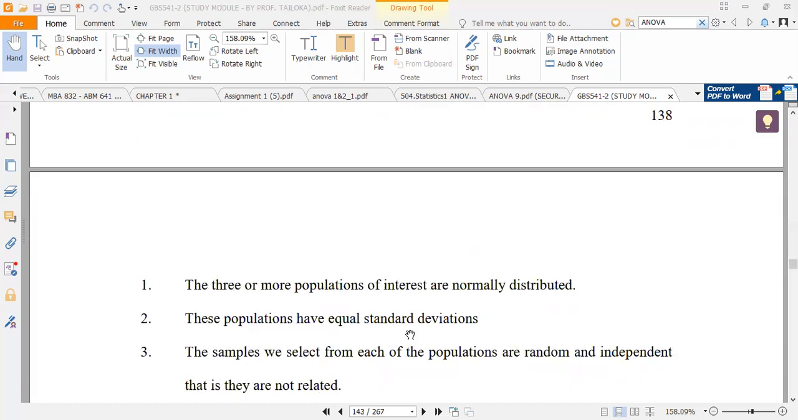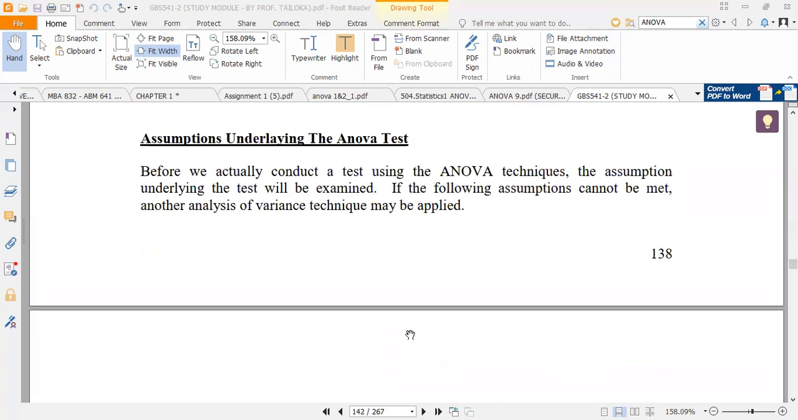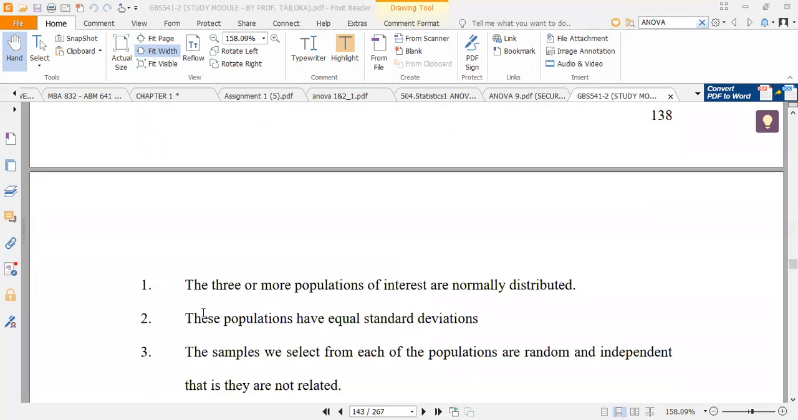So there are 3 basic assumptions that ANOVA thrives on. Number 1 is that there are 3 or more populations of interest that are normally distributed. Number 2 is that these populations should always have equal standard deviations. Number 3 is that the samples from which the populations are selected are, 1, randomly selected, and 2, independently selected.